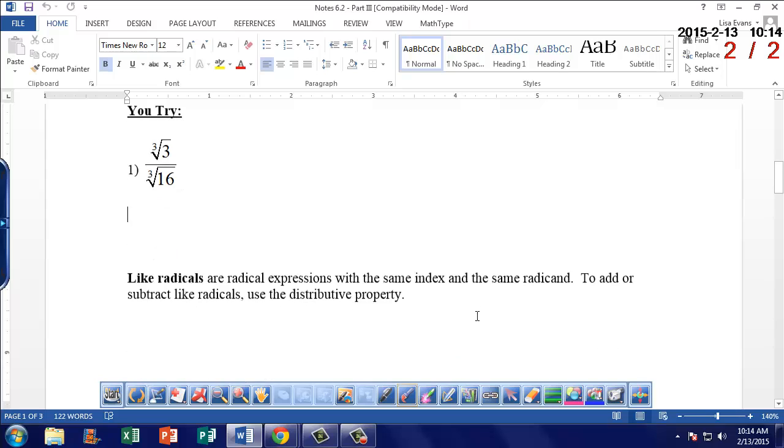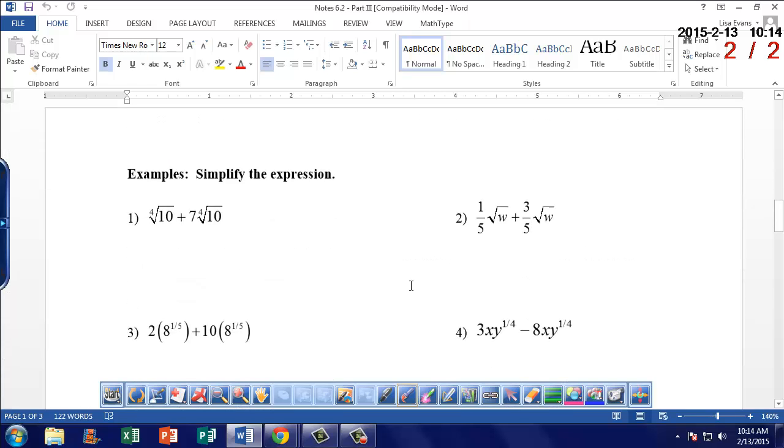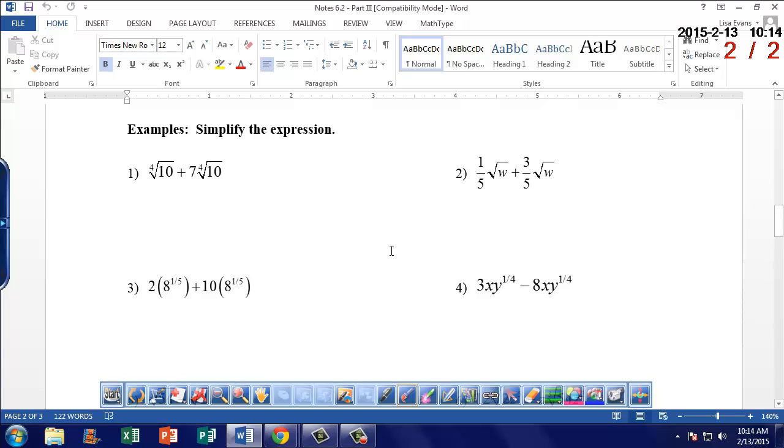Okay, like radicals or radical expressions with the same index and the same radicand. To add or subtract them, use the distributive property. We'll talk about this. Okay, so this one, I have the 4th root of 10 and the 4th root of 10. This one has a coefficient of 1. This one has a coefficient of 7. You're just going to add the coefficients. So I get 8 times the 4th root of 10. I cannot simplify the 4th root of 10, so I leave my answer there.